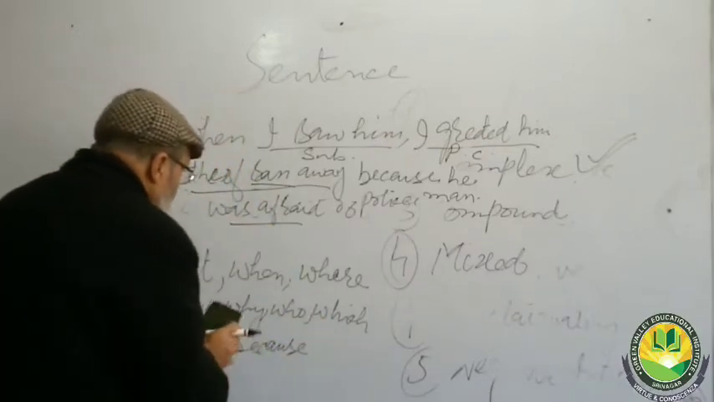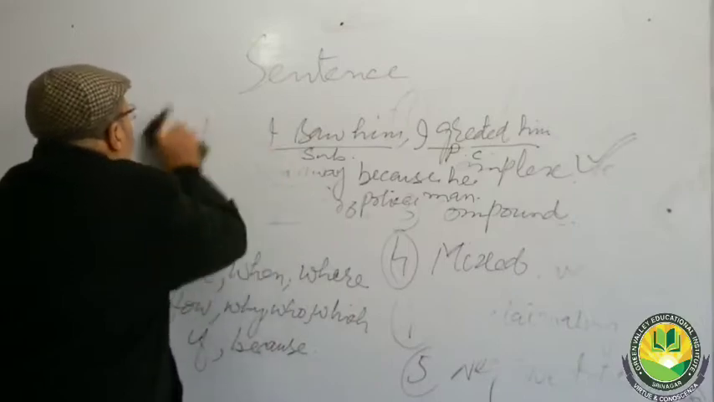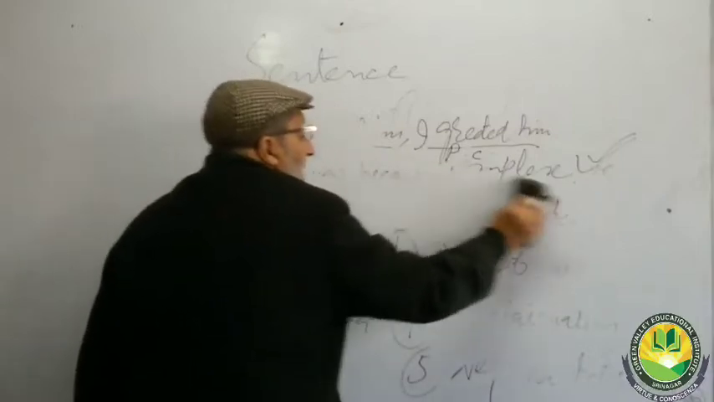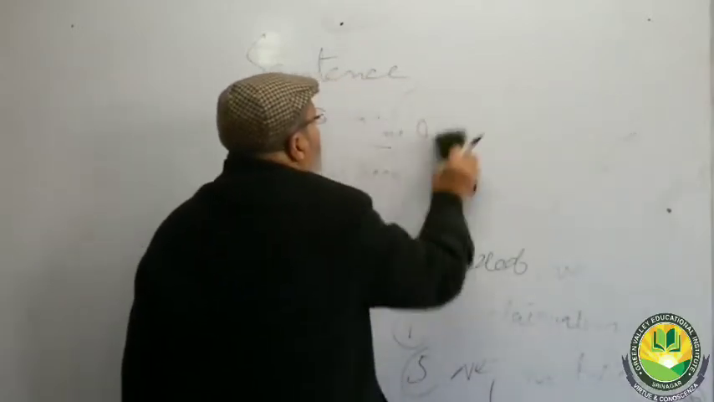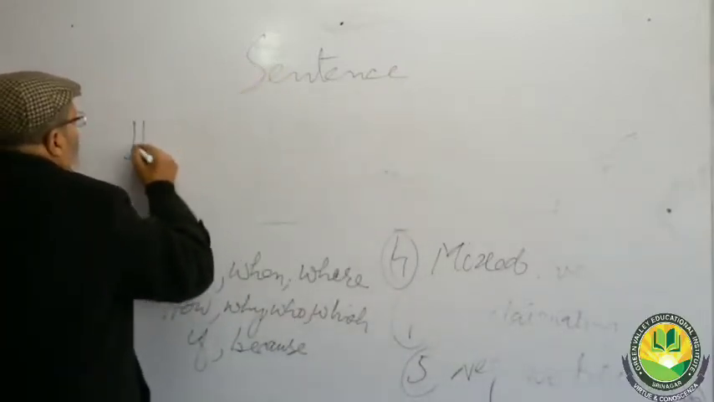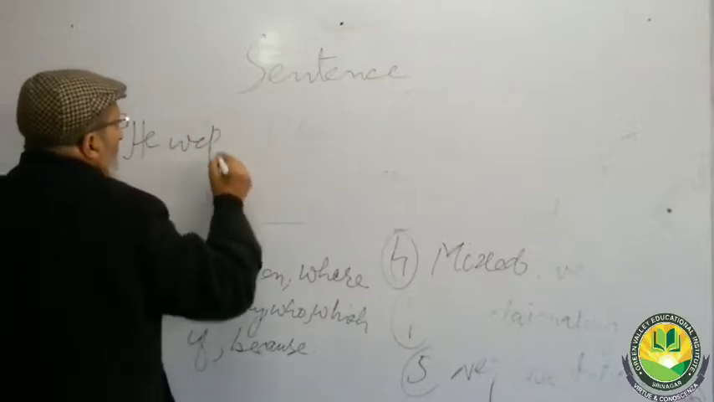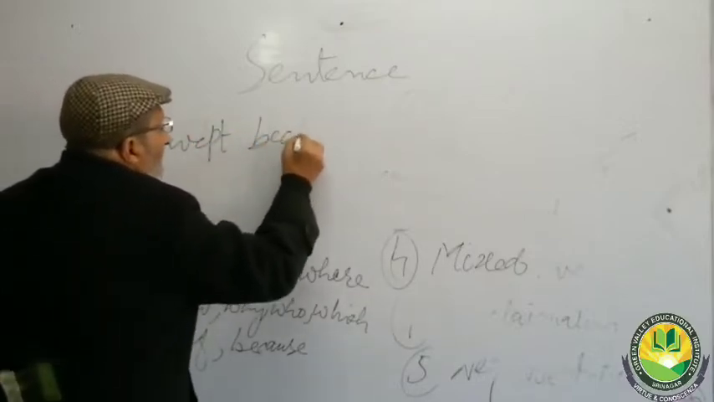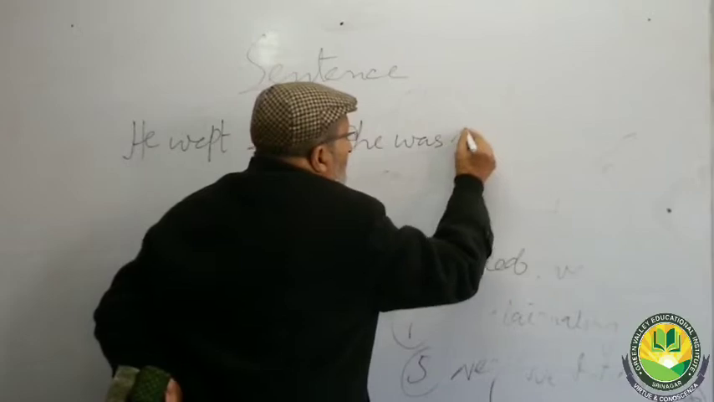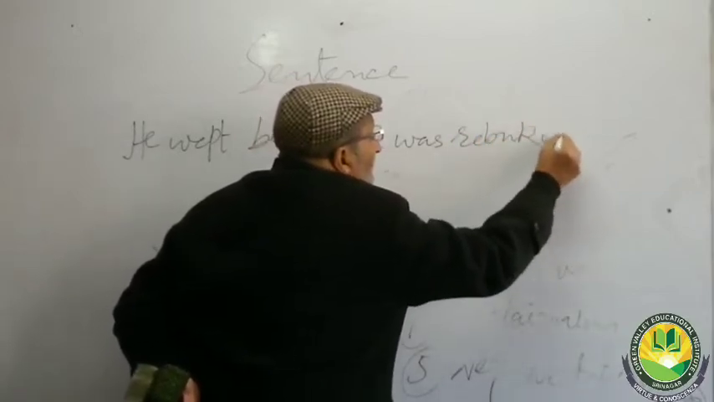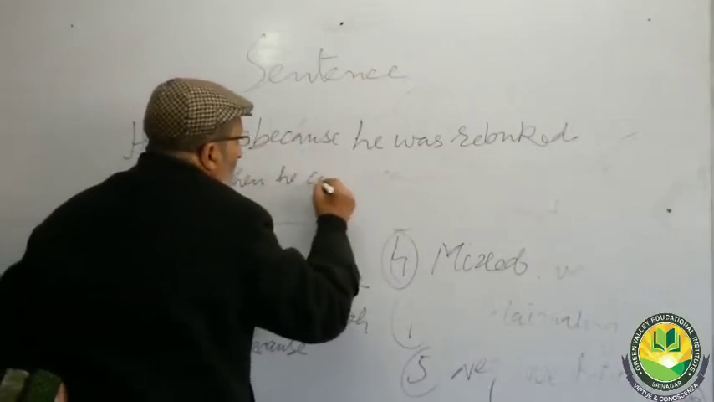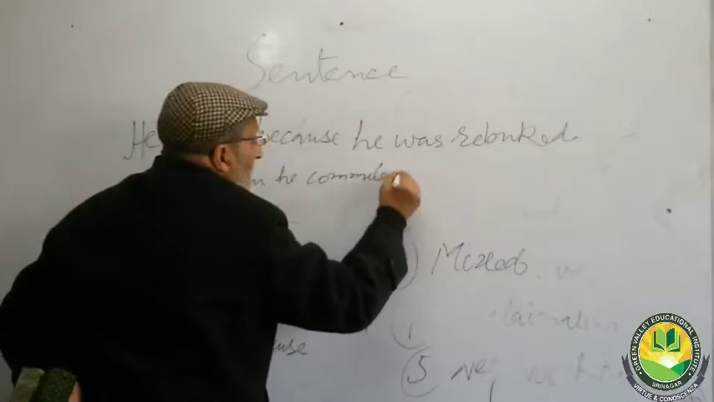Let me write down a sentence of that type. He wept because he was rebuked when he committed a mistake.